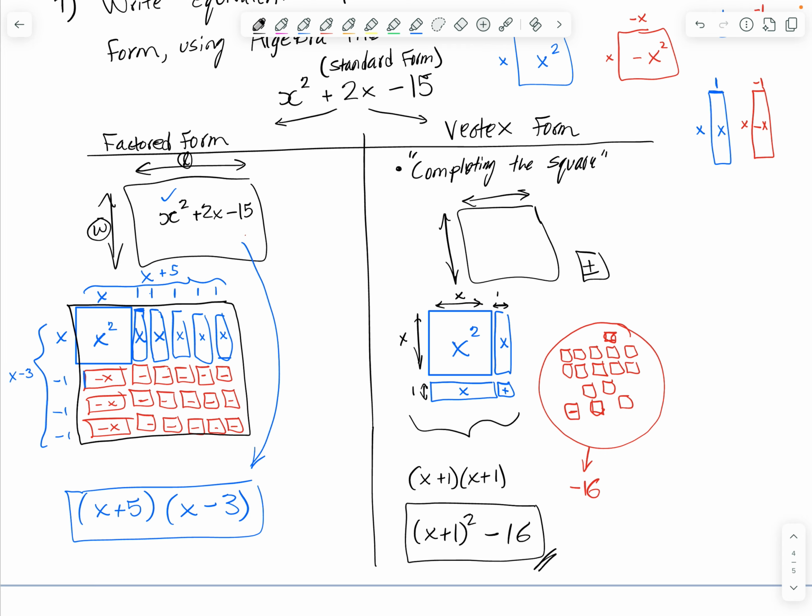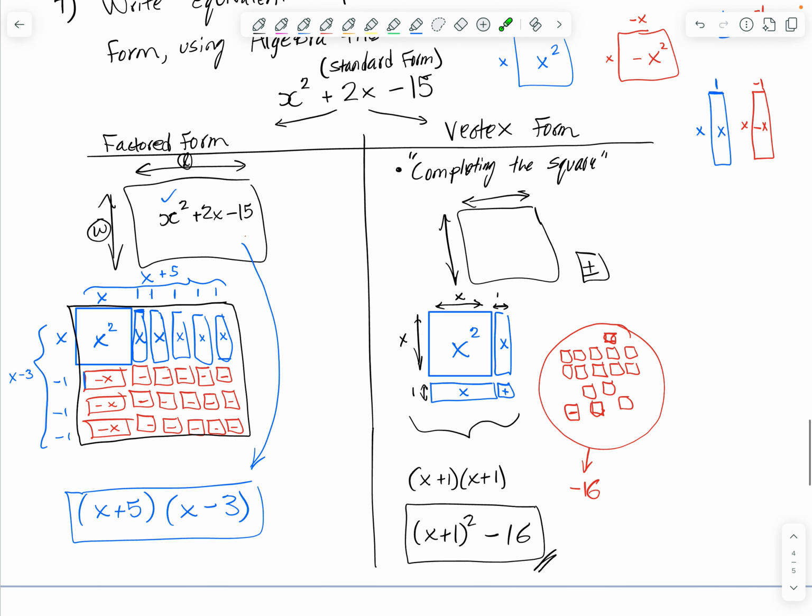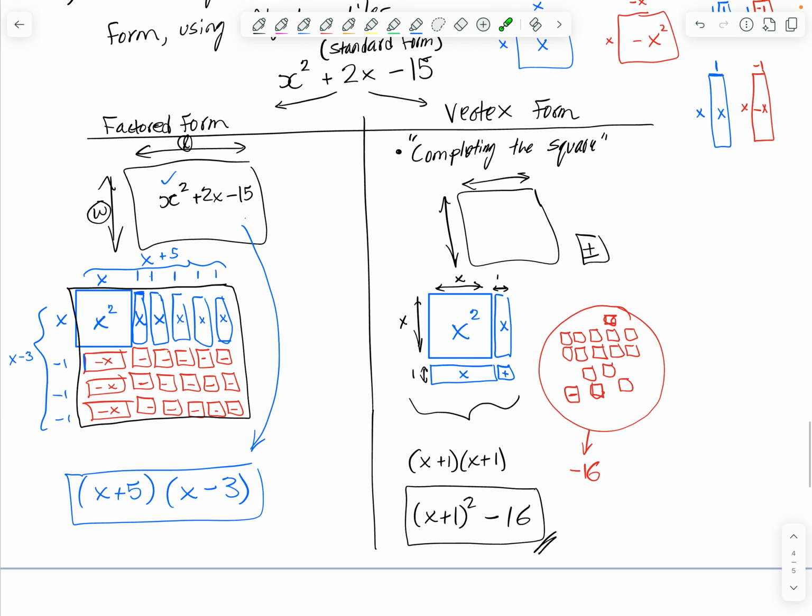There's one thing I just want you to look at here when you're completing the square: this unit right here, the bottom right, is always going to have to be a positive. Because even if I had a negative x here and a negative x here, negative 1 times negative 1 is a positive 1. Same thing with a positive 1 times positive 1. So it's always going to be positive, right? All right, and that's how I do that.